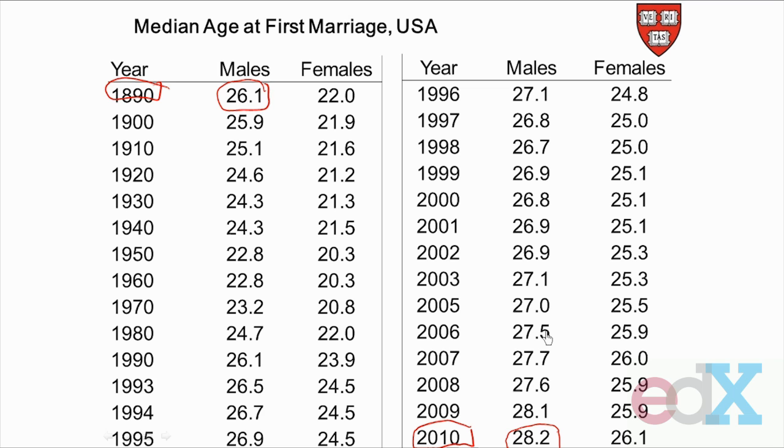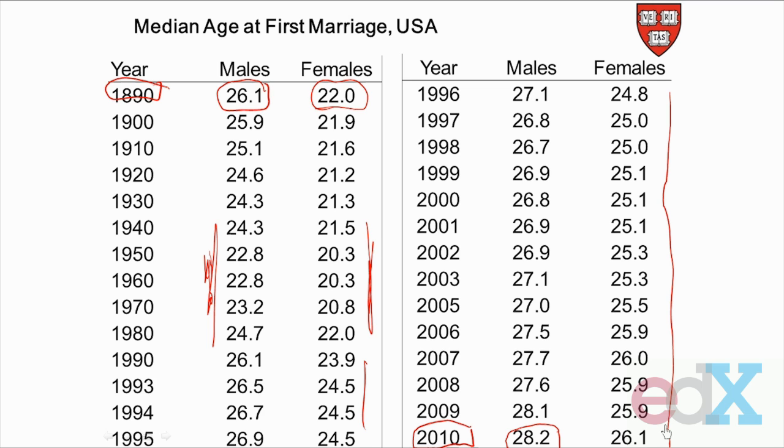It went down in the middle of the century. It was down in the low 20s, but now it's picked up again. How about females? The same. It was about 22. It went down, and now it's picking up, and then it's sort of plateaued.